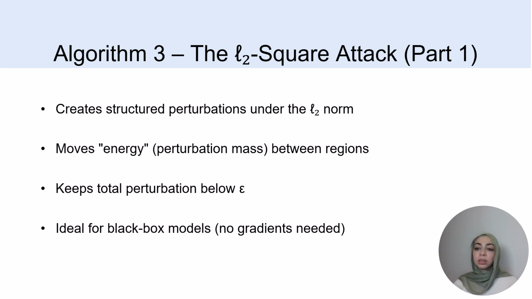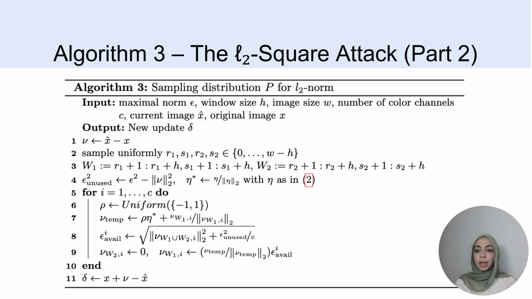The changes aren't just random noise. They use a special pattern called eta, which has both bright and dark spots to balance out the effects. This helps the attack stay subtle while still tricking the model. Now let's walk through algorithm 3 step by step.